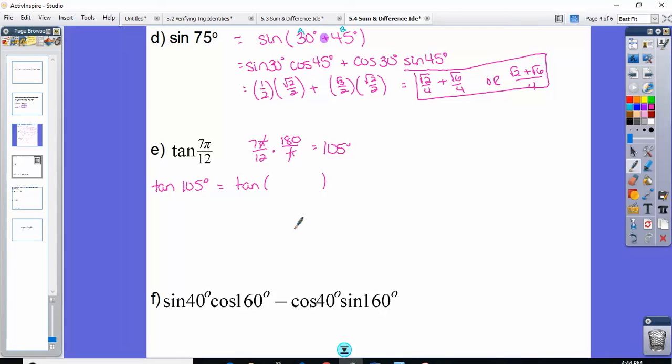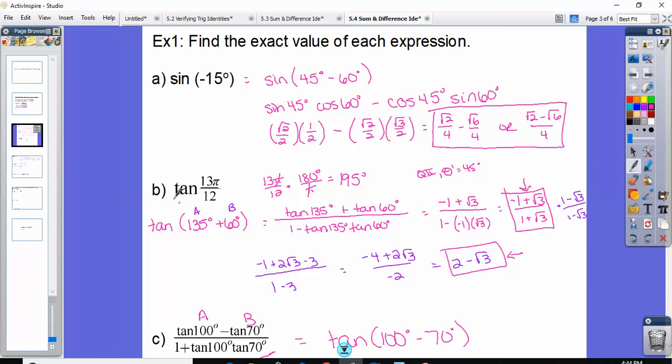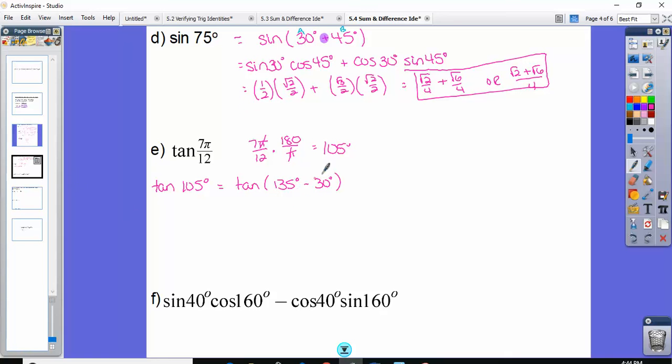Two things that add or subtract to 105. You could do 60 plus 45. It's the first one that comes to my mind. You could also do like 135 minus 30. It's another option. Since on the last example I did a sum, I'm going to do the difference this time.